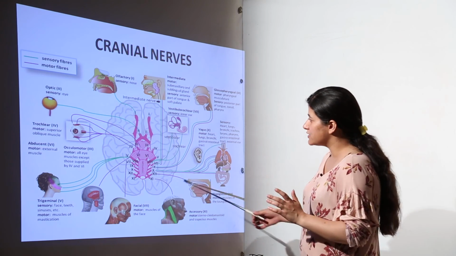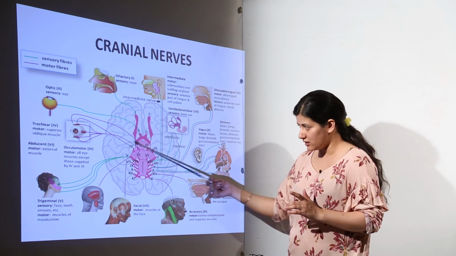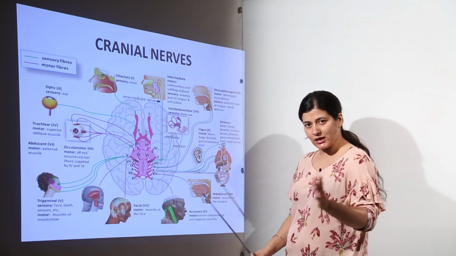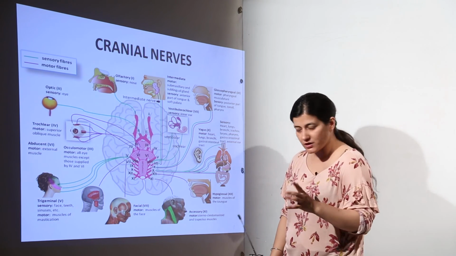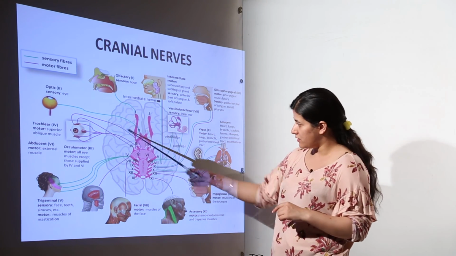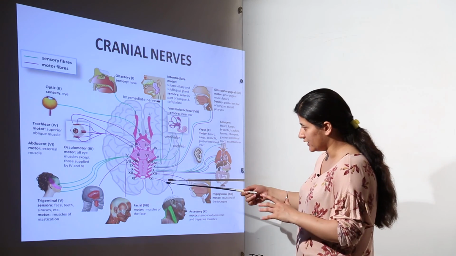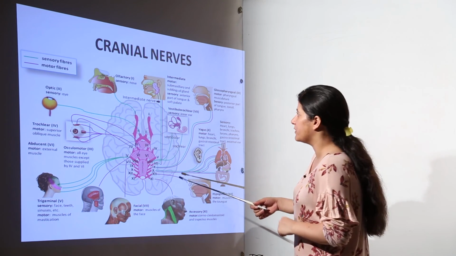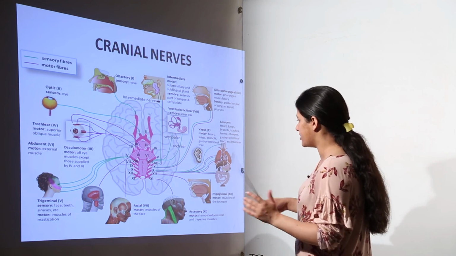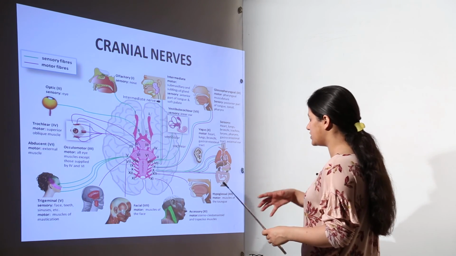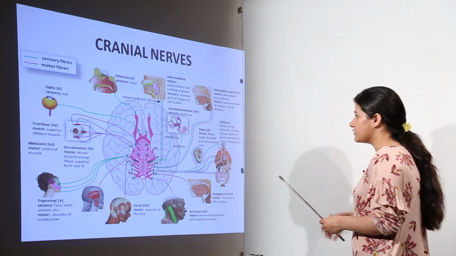What we see over here is that the green lines, as you can see, represent the sensory function of the nerve, while if it is represented in violet or purple color, it is going to be the motor fiber that is transmitting the information or taking it to the respective organ.